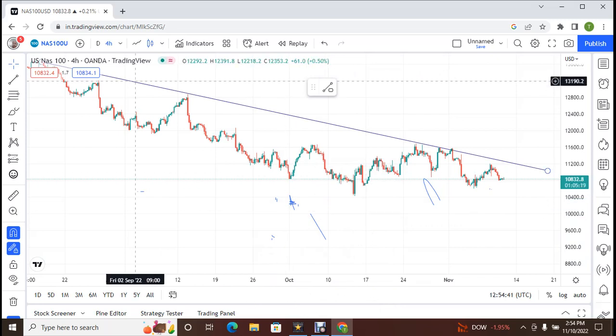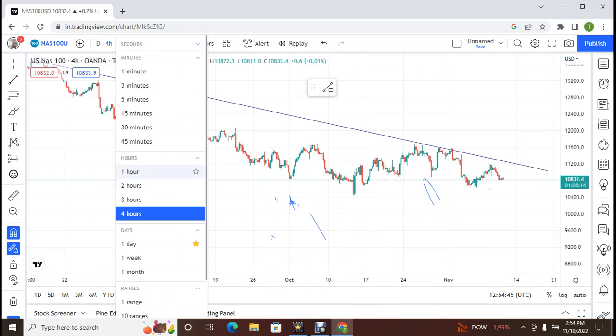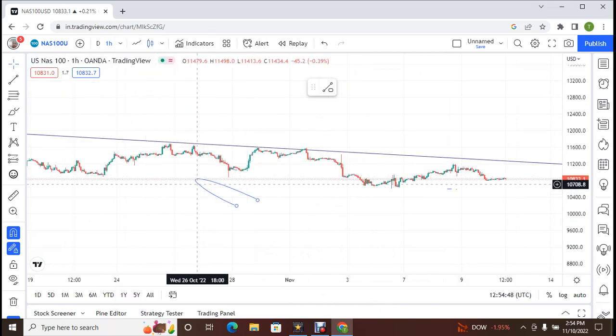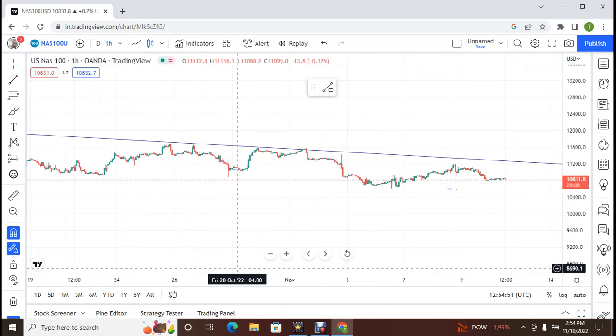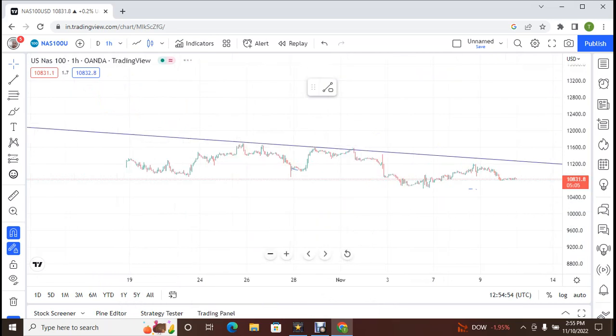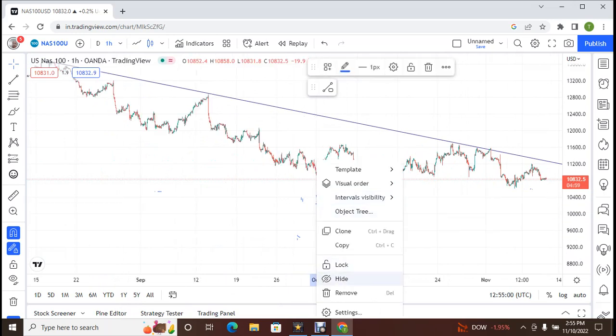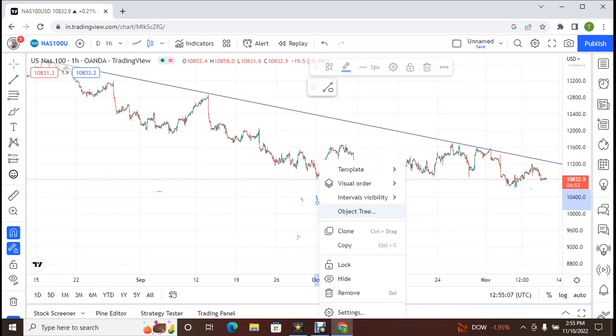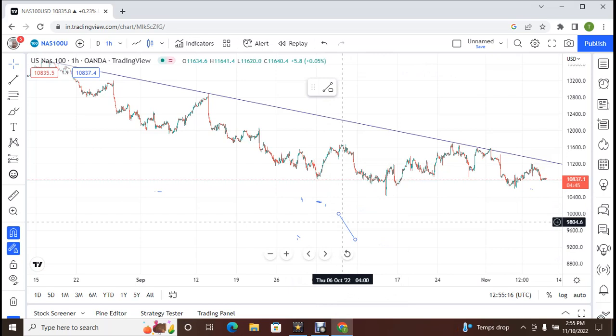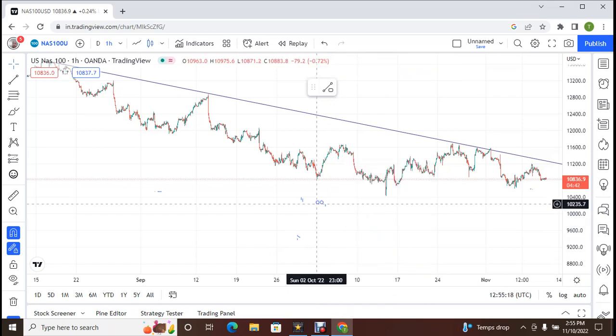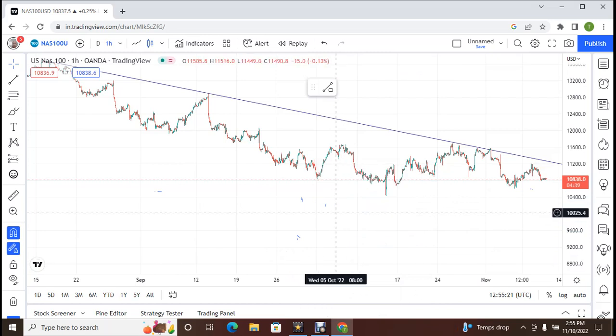So we are right now on 4 hours. Now we move to 1 hour. Right now we are on the 1 hour chart. So now, confirmation on 1 hour, guys. When you see a double top or double bottom on 1 hour, it also moves quite well. And a W formation also moves quite well on 1 hour. But you can only hold for some time.